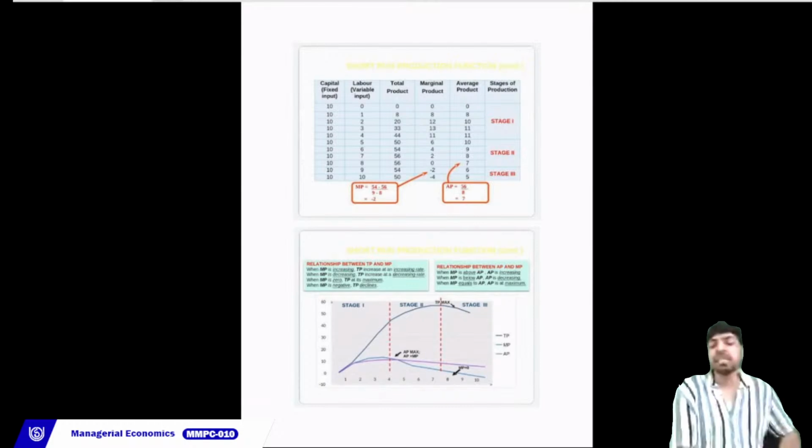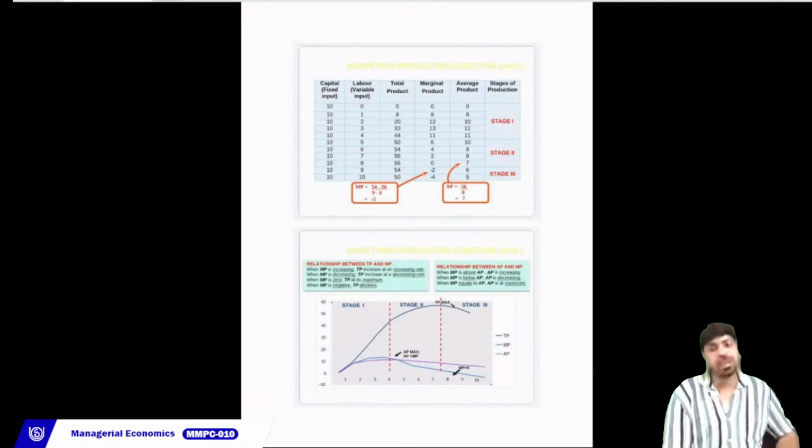When we talk about the relationship between the average product and marginal product, when MP is above AP, average product is increasing. When MP is below AP, average product is declining. When marginal product is equal to average product, that means average product is maximum. If you can see, that is a point where both are increasing, but at the point where they intersect each other, that is a maximum point where AP is equal to MP.